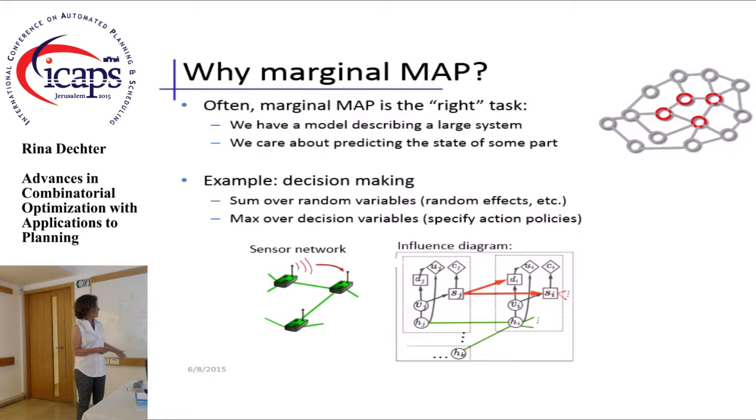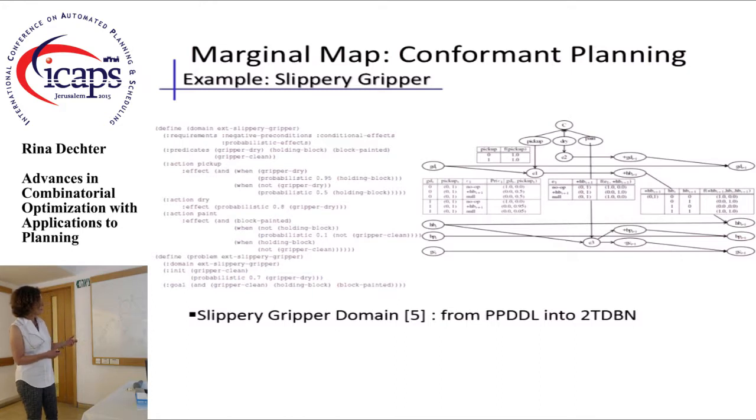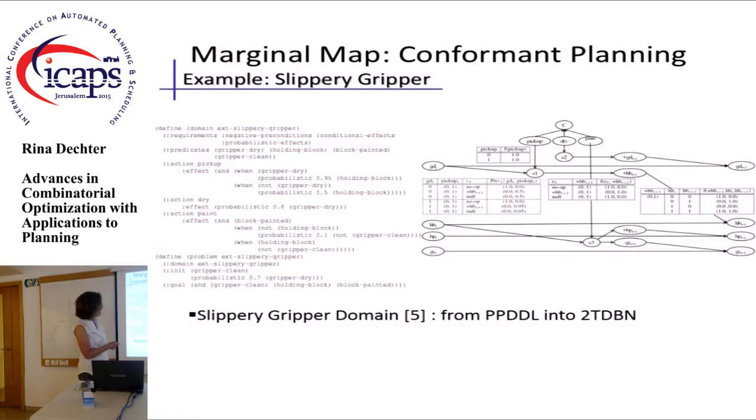So in some of these cases, when we want to find a set of decisions that will maximize the probability of getting to the goal, this is marginal map. We played a little bit with this. We looked at different conformant planning problems described in PPDDL and translated them into graphical models and tried to solve them with marginal map algorithms. So here is just an example for a slippery gripper case. This is the simplest problem. You have pick up, drive, and something else. And these are additional variables, and you have to find the assignment to the action variables that will maximize the probability in this network.